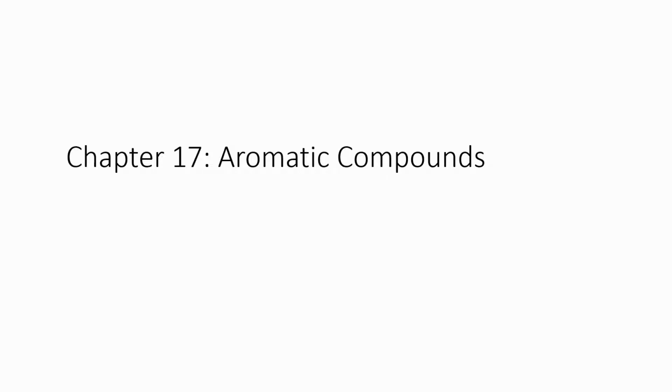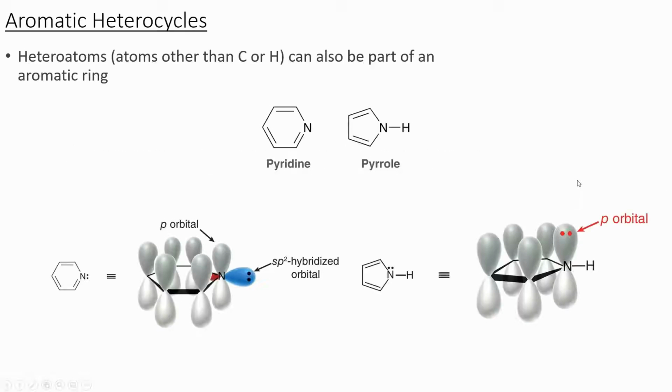Today's lecture, we will cover the second half of Chapter 17 and discuss aromatic compounds. There are also examples of aromatic rings that include heteroatoms, and most commonly for this we will see nitrogen. Here are two examples, pyridine and pyrrole. First we'll look at pyridine.